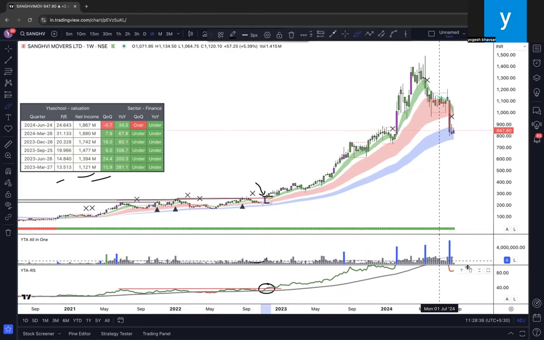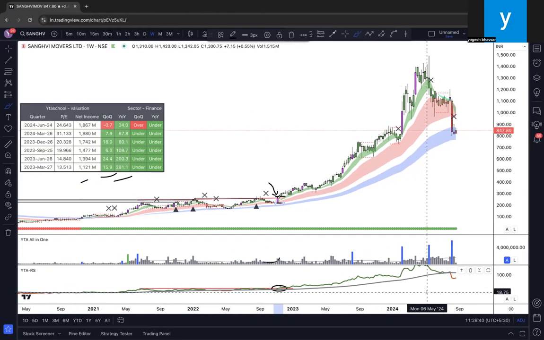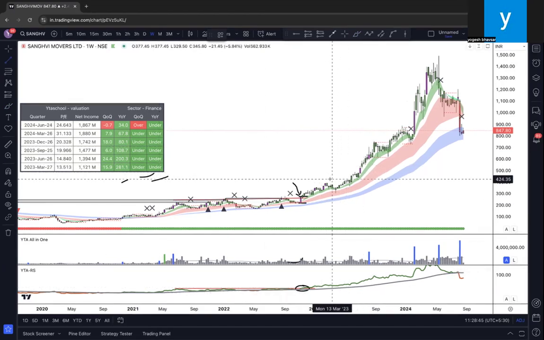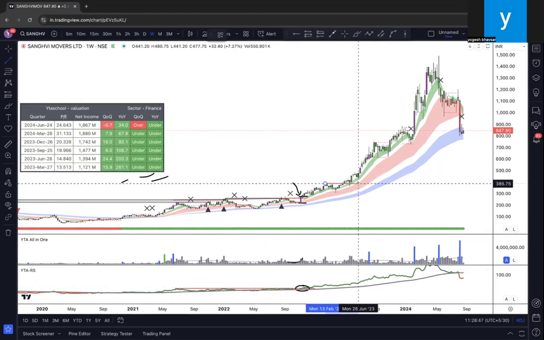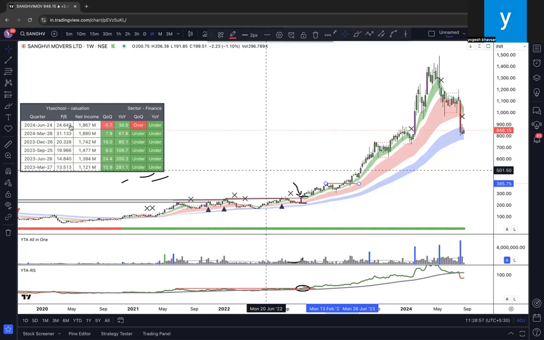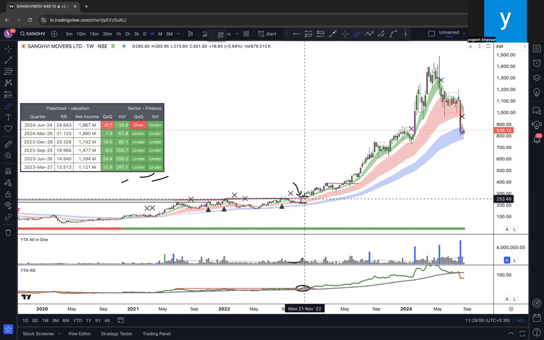Now, again, if you come over here, if we mark, now see over here, this is not a breakout. Why? Because we did not have any red dots, nor did we have that black colored box kind of a resistance. So what is happening? This is a continuation trend.